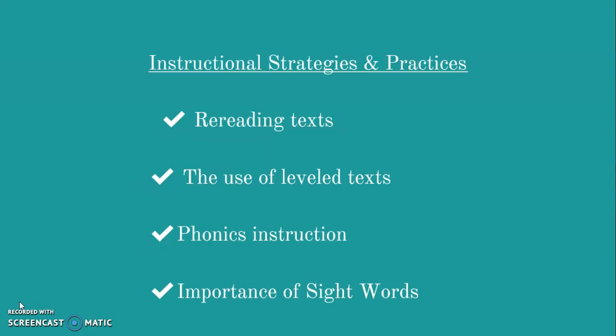LaBerge and Samuels' reading model has several implications for classroom practice. First, students should be using leveled text and also rereading text. When students are grouped based on their reading ability, they are more likely to grow as readers. Also, by rereading text, less attention is placed on decoding and more on comprehension of the text. Also, there should be heavy emphasis on phonics instruction and sight words. As students' phonics skills grow and their sight word knowledge increases, so does their reading comprehension.